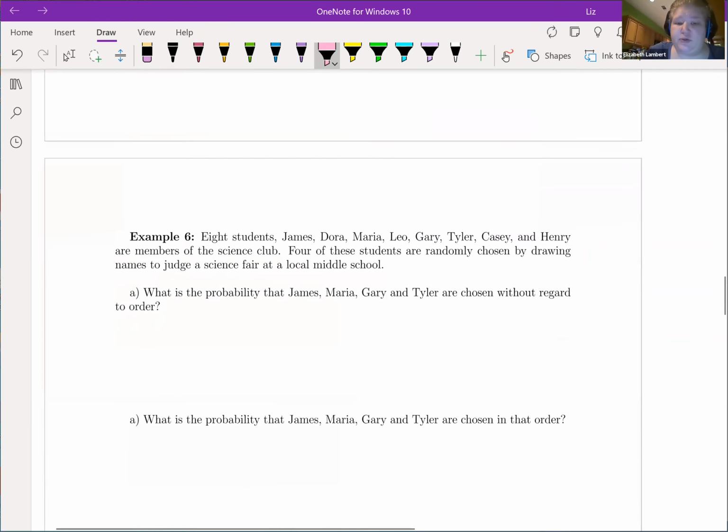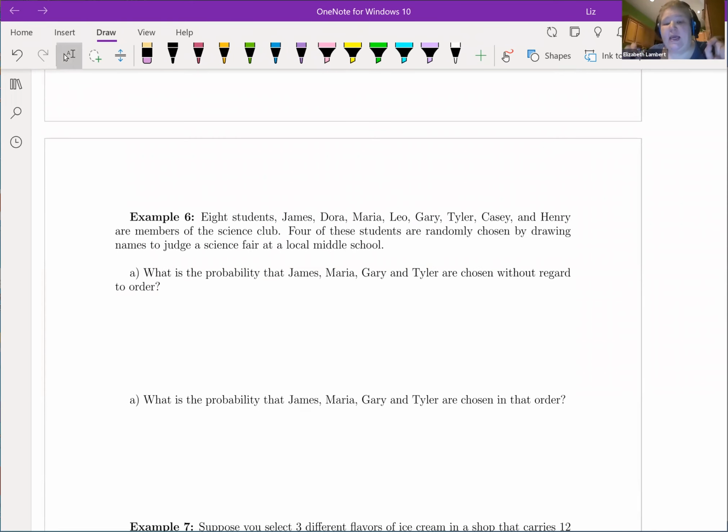Here, 8 students, James, Dora, Maria, Leo, Gary, Tyler, Casey, and Henry, are members of the science club. 4 of these students are randomly chosen by drawing names to judge a science fair at a local middle school. So here, it's just 4 judges. We don't care which way we pick them. What is the probability that James, Maria, Gary, and Tyler are chosen without regard to order?